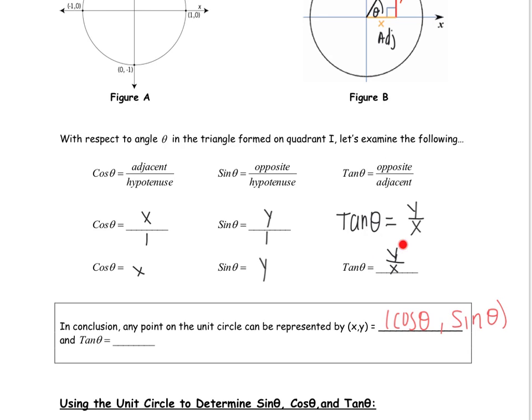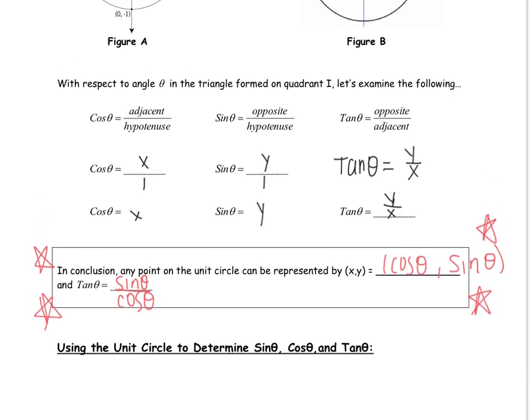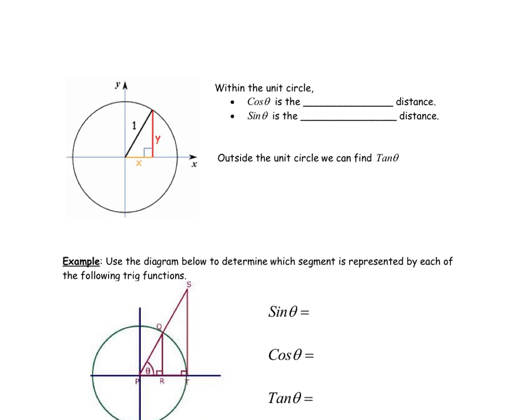And if tangent is y over x, then tangent is sine over cosine, y over x. So sine theta over cosine theta. Okay? This is what needs to be memorized. This is the big conclusion from what I just proved. Okay, now let's use the unit circle to determine sine, cosine, and tangent on the next page.